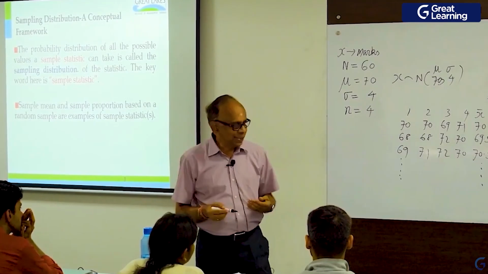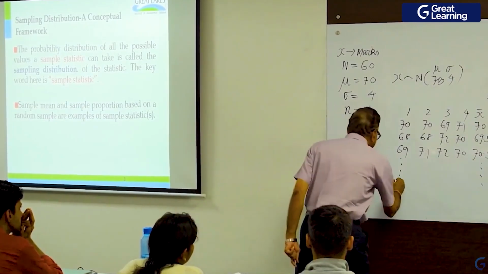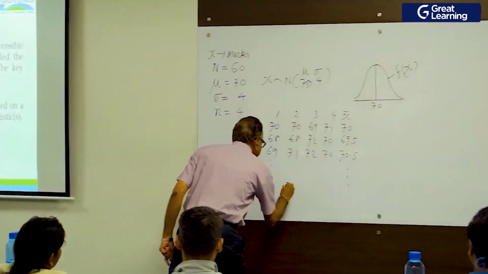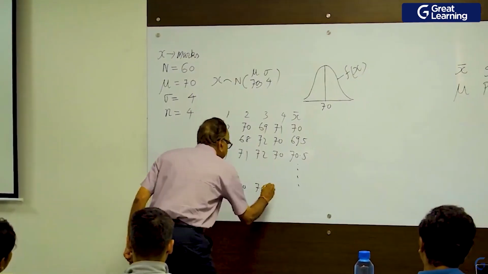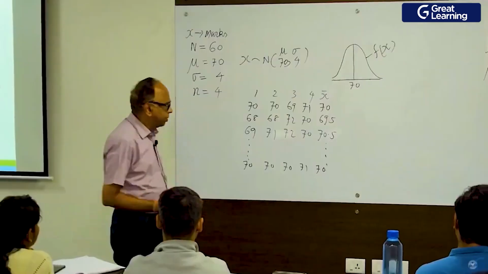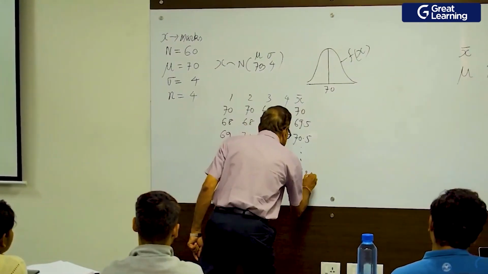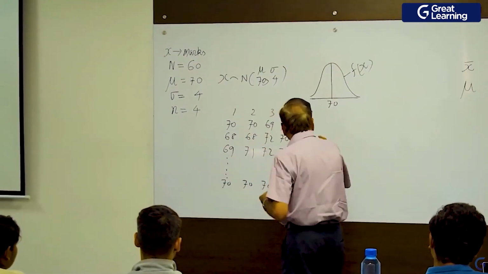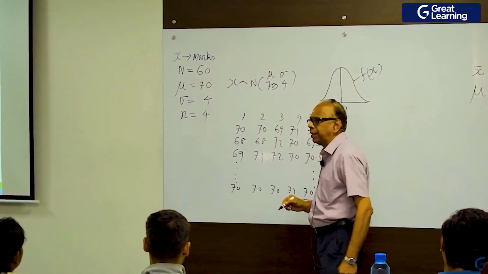And lastly, let us say that this is 70, 70, 70, 71, whatever. And this is 70.25. 70.25, I was right. So now, what is the distribution of this X bar?